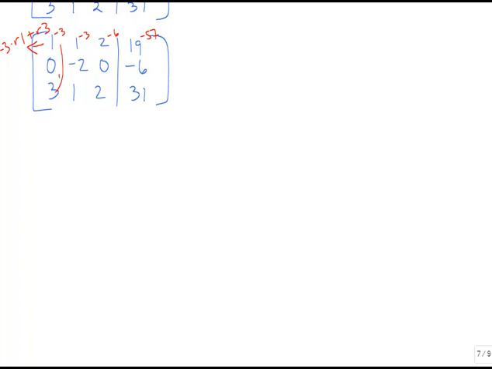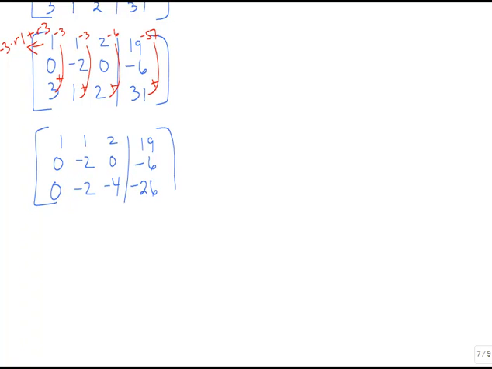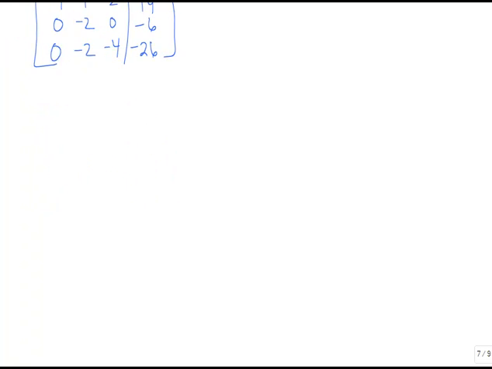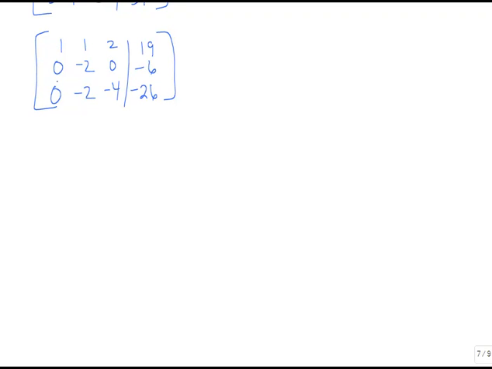Then we're going to add those numbers down to row 3. So the top row stays unchanged. We're keeping the original row with the original 1. The middle row we're not using right now, so it's going to stay the same. And the new row 3, negative 3 plus 3 is 0. Negative 3 plus 1 is negative 2. Negative 6 plus 2 is negative 4. And negative 57 plus 31 is negative 26. So now that first column is done. We have our 1, 0, 0.